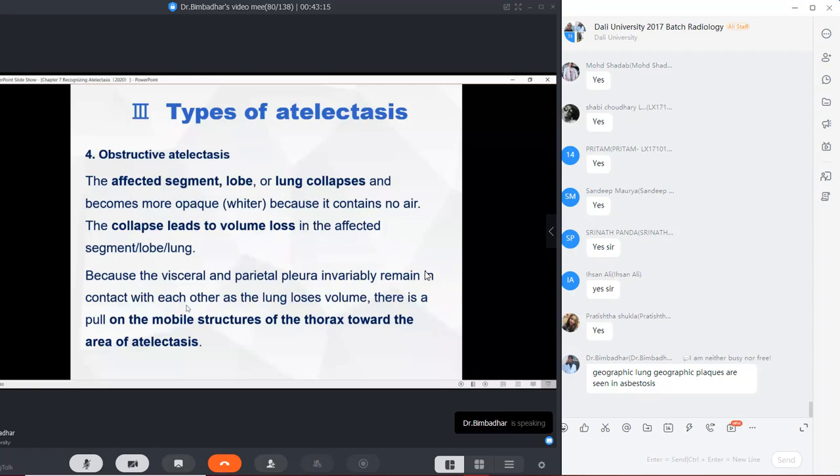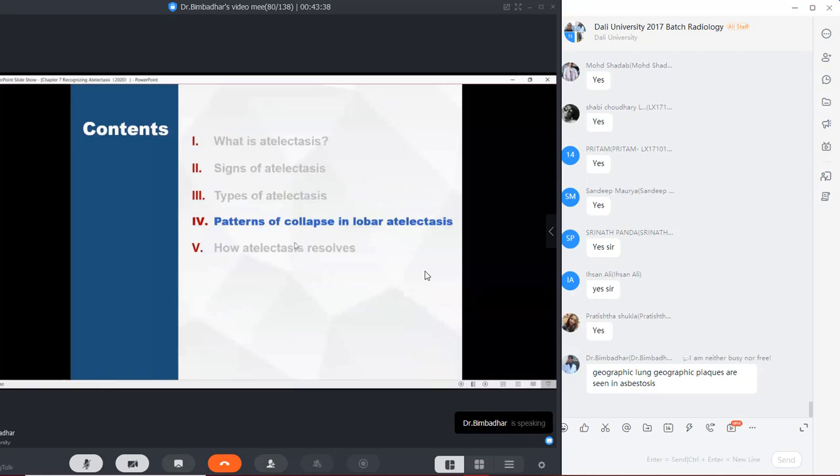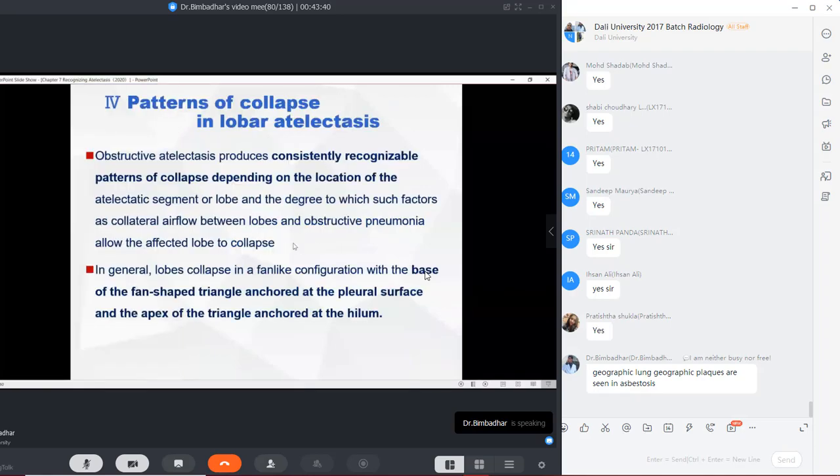Obstructive atelectasis will happen in whichever bronchus has been obstructed, and that will eventually cause the mobile structures to move towards the area of atelectasis. We have already seen and understood this problem, right? There is nothing much to understand here. It is not really very difficult. So now let us look at some patterns of lobar atelectasis. This is not very difficult. We came to understand that before.